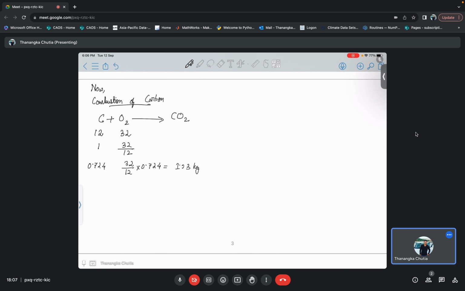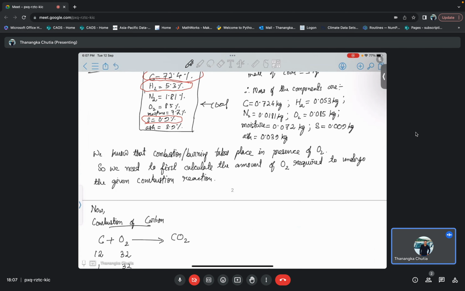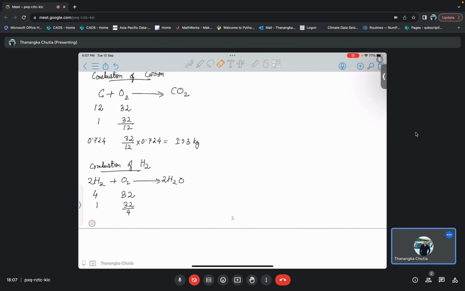Next, combustion of hydrogen. The combustion reaction of hydrogen is H2 plus O2 producing H2O, and if we balance it, 2H2 plus O2 gives 2H2O. So this will be 4 and this will be 32, so for 1 kg it will be 32 divided by 4, and we have 0.053 kg of hydrogen, so that will be equal to 32 by 4 into 0.053 kg.